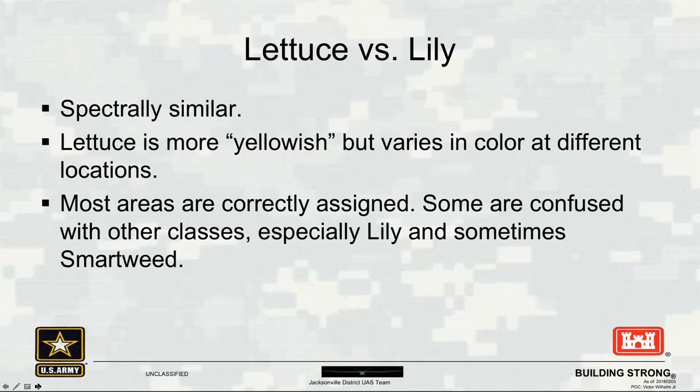So lettuce and lily, they were spectrally similar. I mean, lettuce is a little bit more yellowish. Sometimes that can depend on seasonal, but most of the time we're quite confident that if it's a little more yellow as far as the pixel goes, it probably is lettuce, again without any ground treatment. Most areas were correctly assigned, but some were confused. Again, especially the lily and the smartweed when it was growing within water hyacinth.